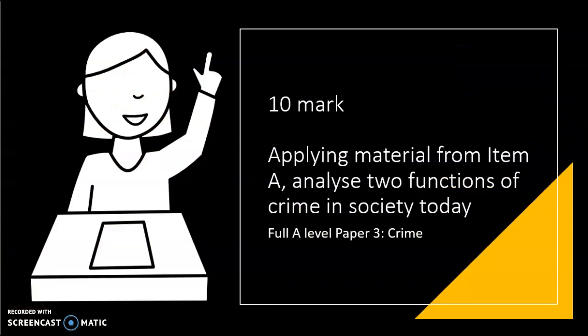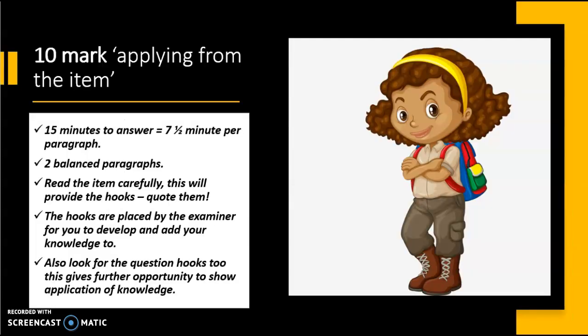So here is the question that I will be discussing today. Two functions of crime in society today, using that item. This question appears as question 3 on Paper 3, Crime and Deviance with Theory and Methods, and the 10-mark question for crime will always have an item. So let's have a quick reminder of what the 10-mark question is as it appears on all 3 papers.